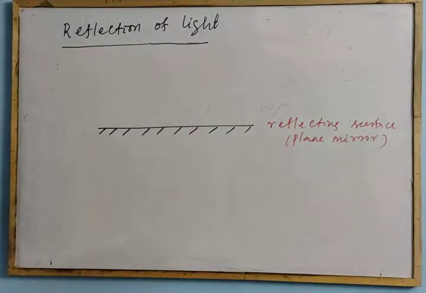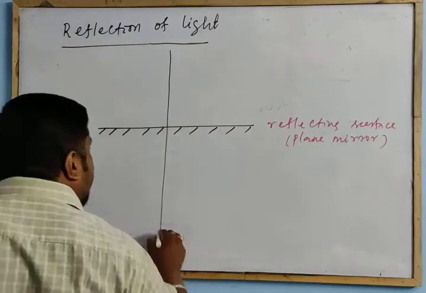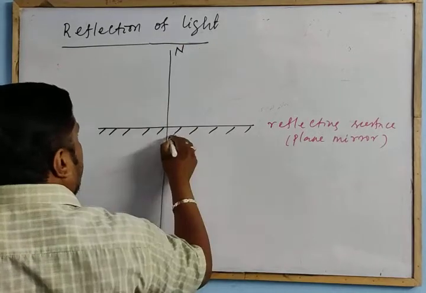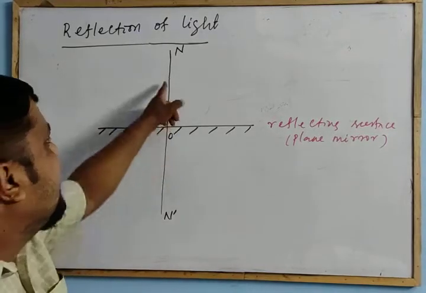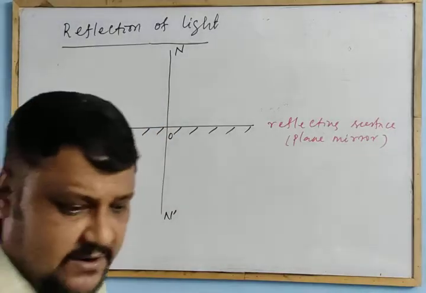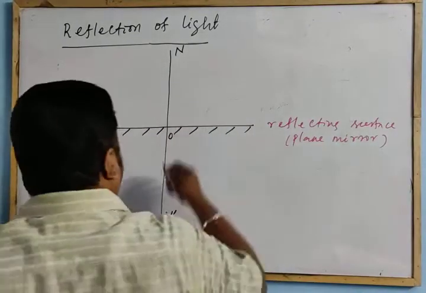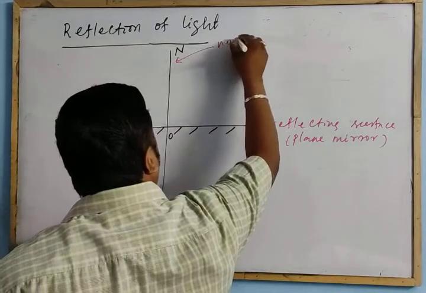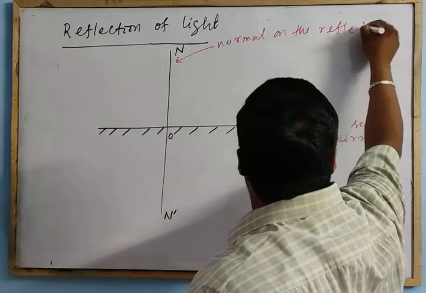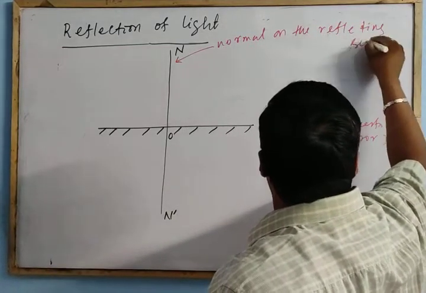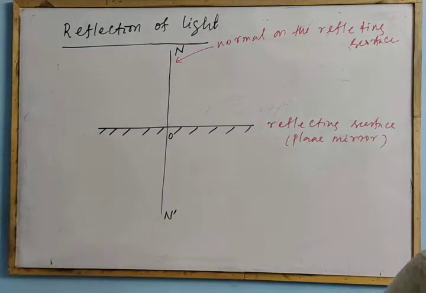Now, this is a normal, N O and S. They are normal on the reflecting surface. This is called the normal on the reflecting surface. Clear?